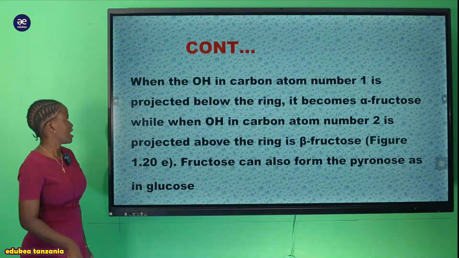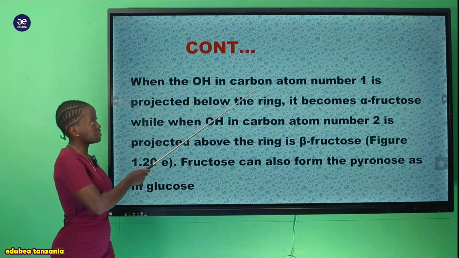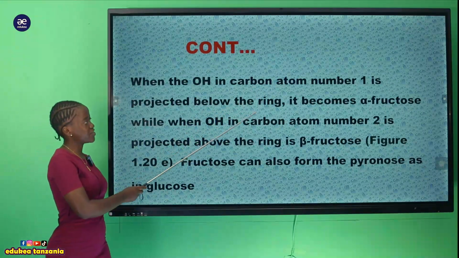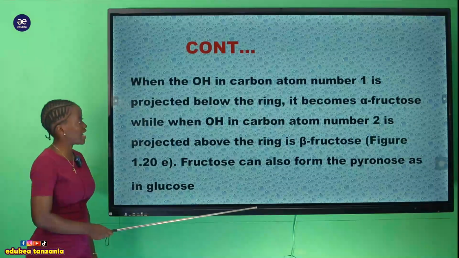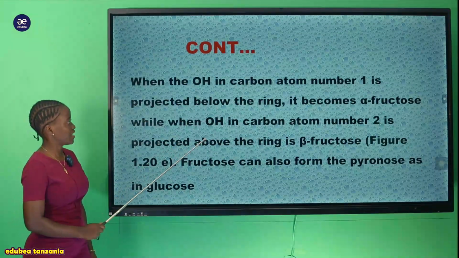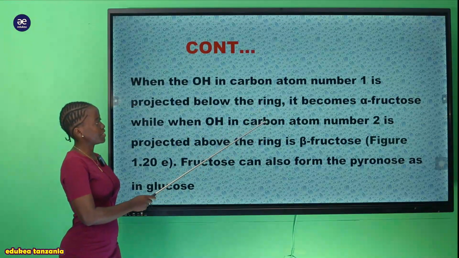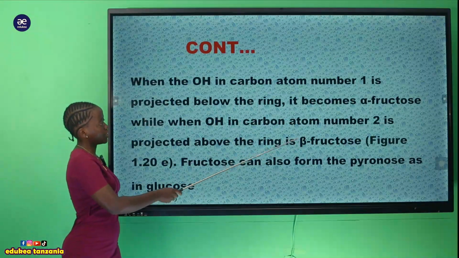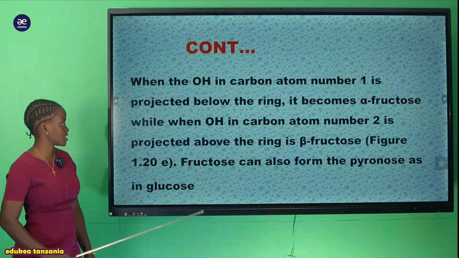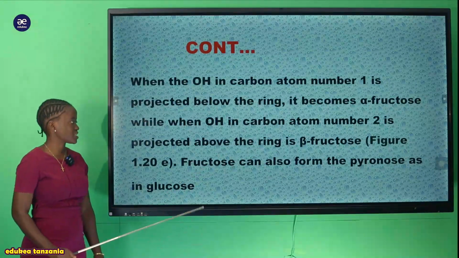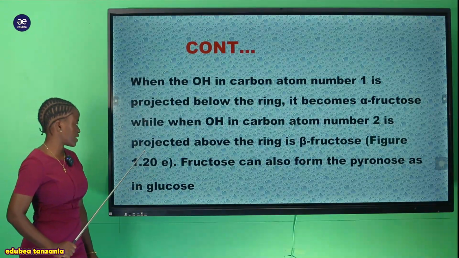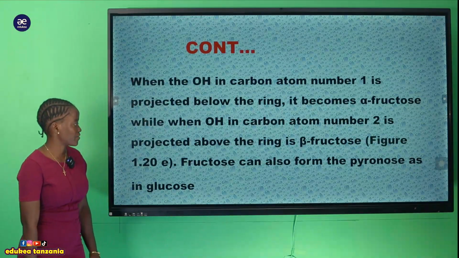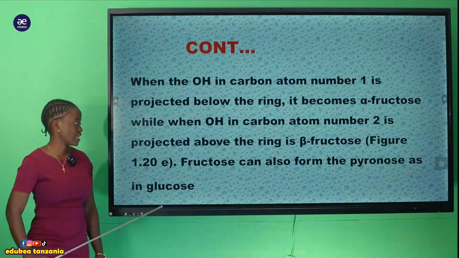We're going to understand that when the hydroxyl group in carbon atom number 1 is projected below the ring, it becomes alpha fructose, while the hydroxyl group in carbon atom number 2 is projected above the ring, is now the beta fructose that is formed. So we're going to see this in the figure 1.20e. Fructose can also form the pyranose as glucose.